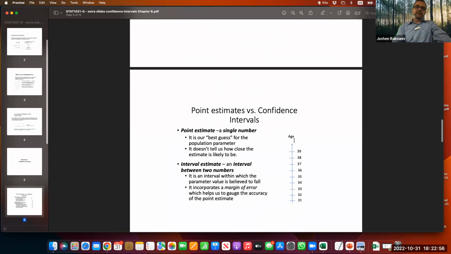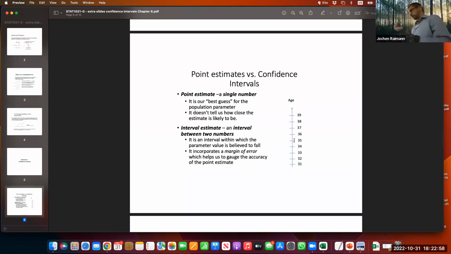So now when thinking about confidence intervals, we talked about the point estimate. We said this is one number. This is our best guess for a population parameter. Based on our sample, we think that's the population mean. An interval estimate gives you a range of possible values, the margin of error within which you're operating based on your sample size.